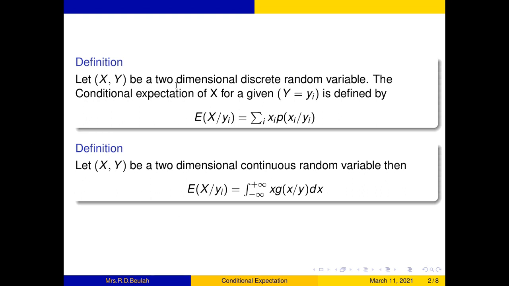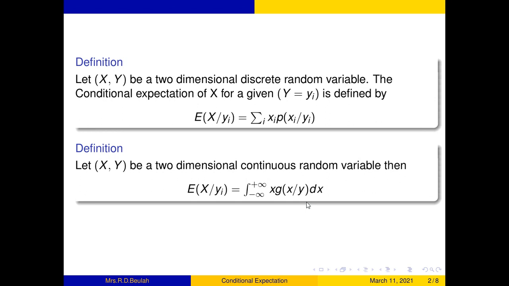Let (X, Y) be a two-dimensional discrete random variable. The conditional expectation of X for a given Y equal to yi is defined by E of X by yi is equal to summation over i of xi into p of xi by yi, where this p of xi by yi is nothing but the conditional probability function of X. The next definition is for a two-dimensional continuous random variable, that is, E of X by yi is equal to the integral from minus infinity to plus infinity of x into g of x by y into dx, where this g of x by y is the conditional probability density function of capital X.